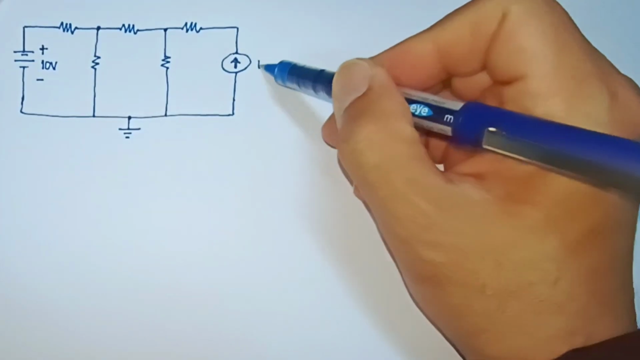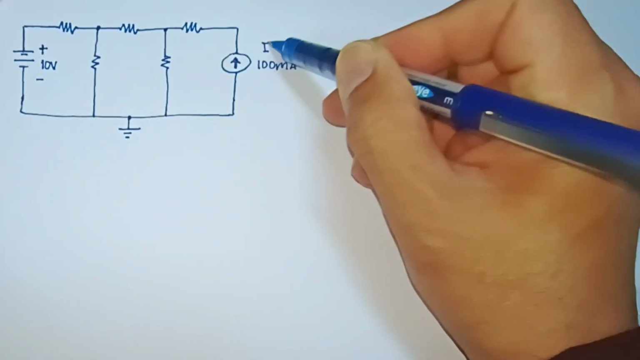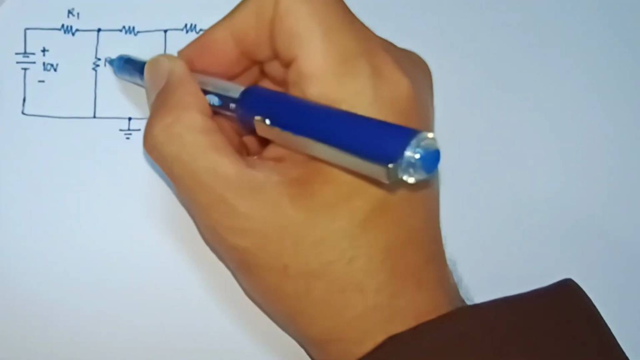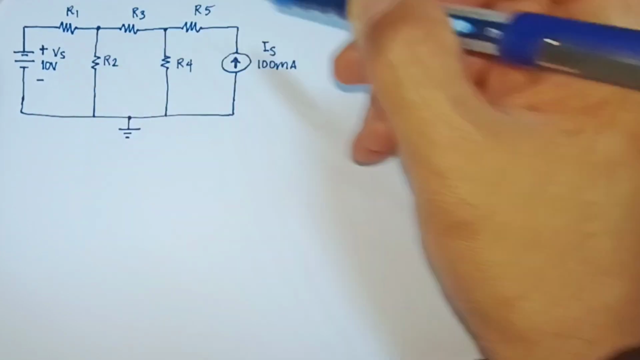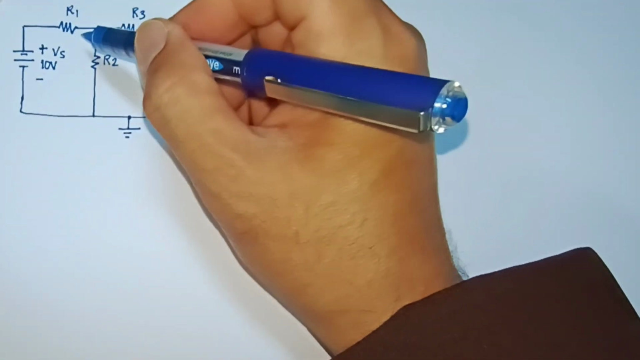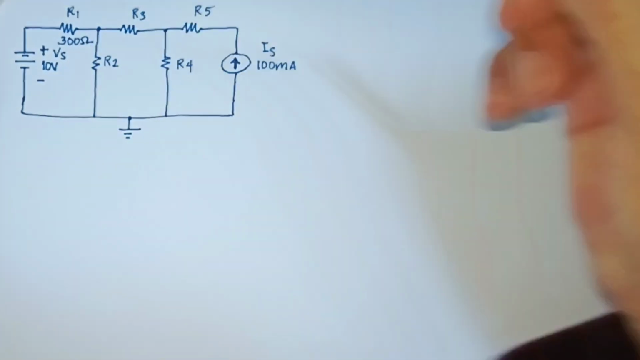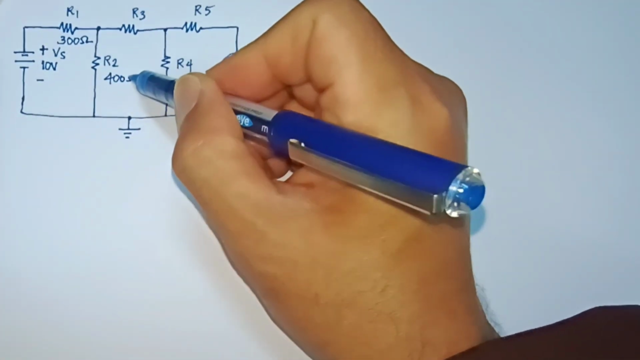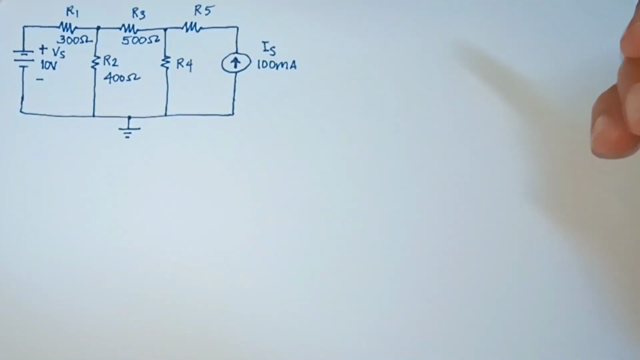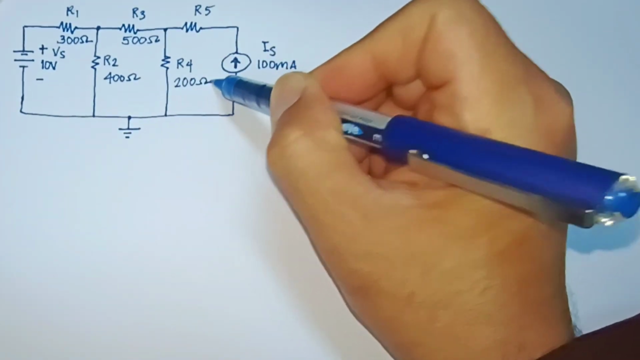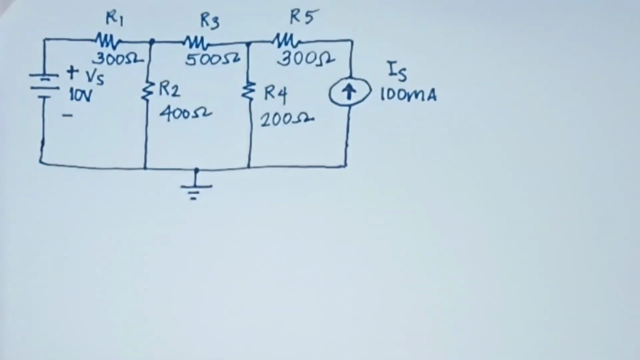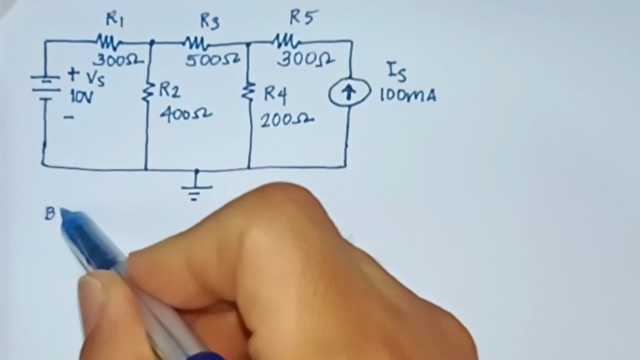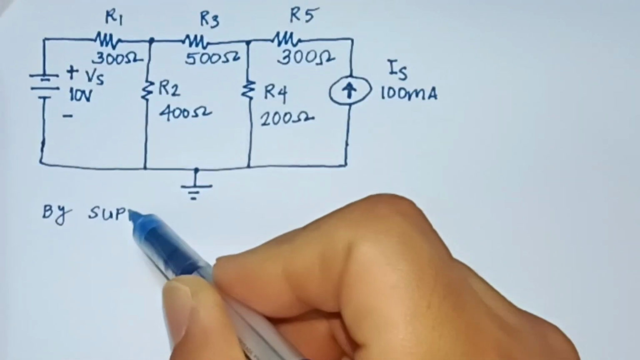Let's put plus and minus on the voltage source, 10 volts, and the current source of 100 milliamperes, and let's label all of the 5 resistors from R1 to R5. So R1 will be equal to 300 ohms, R2 is 400, R3 is 500 ohms, R4 is 200, and R5 is 300 ohms.